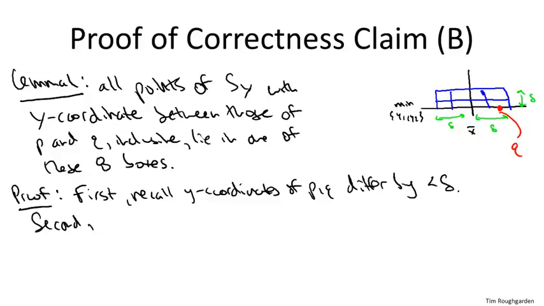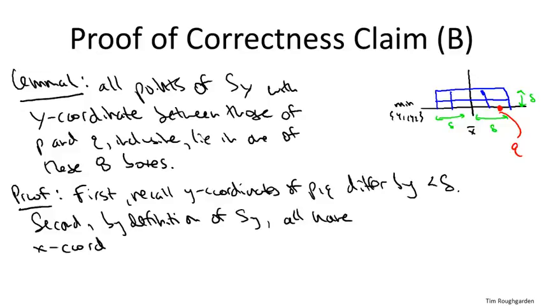Now what about horizontally? What about the x-coordinates? Well, this just follows from the definition of S sub y. Remember, S sub y are the points that fall into this vertical strip. How did we define the vertical strip? Well, it had center x bar, and then we fattened it by delta on both sides. So just by definition, if you're in S sub y, you've got to have x-coordinates in the range of this picture, x bar plus or minus delta. So that completes the proof of the lemma.